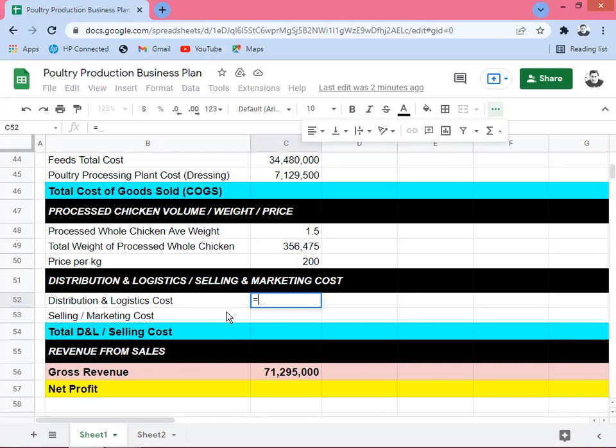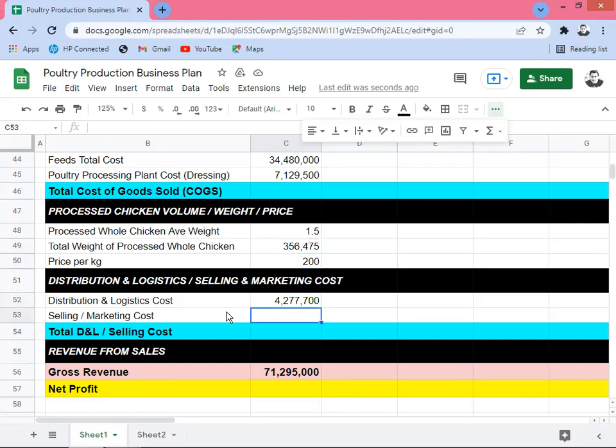So, but I'm still going to base it on 6%. I will go to the highest one, 0.06. Okay. So that would be 4.2 million, 4.277 million.